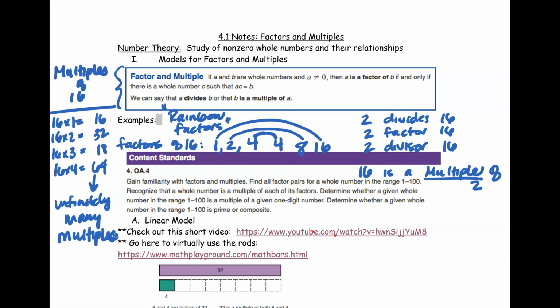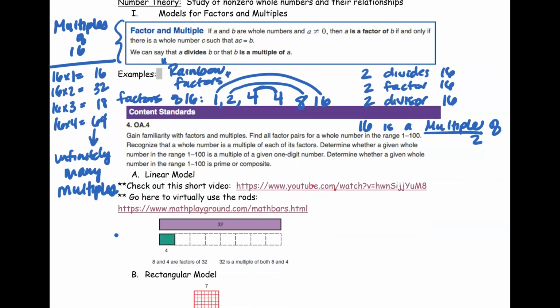There are a finite number of factors for every number, though. Numbers have different amounts of factors, but there's only so many factors for each number. So if you want, you can check out below where it says content standards. This spells out what a student needs to know, this is a 4th grade Common Core standard. So they need to gain familiarity with factors and multiples by finding all factor pairs.